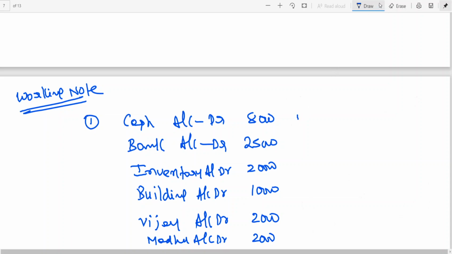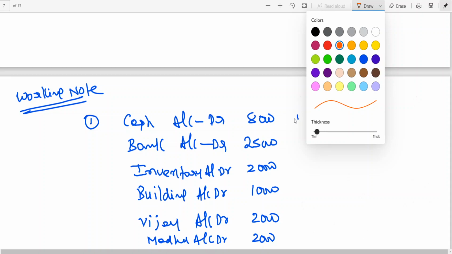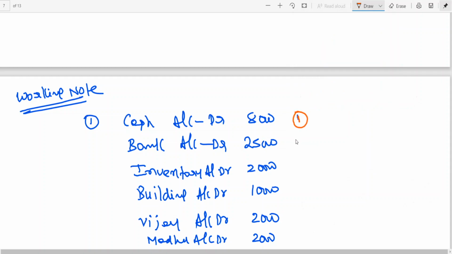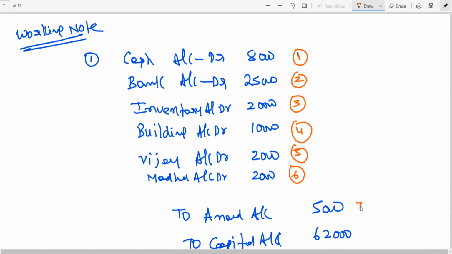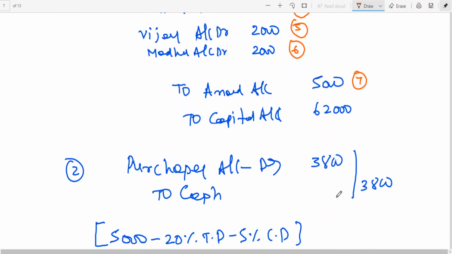just for you to have clarity, cash account is the first account, and the second is ledger account number 2. Six ledger accounts I should open. Then Anand account will become the 7th ledger, capital will become the 8th ledger, purchase account will become the 9th ledger. Cash account has already been opened, no need to open that.